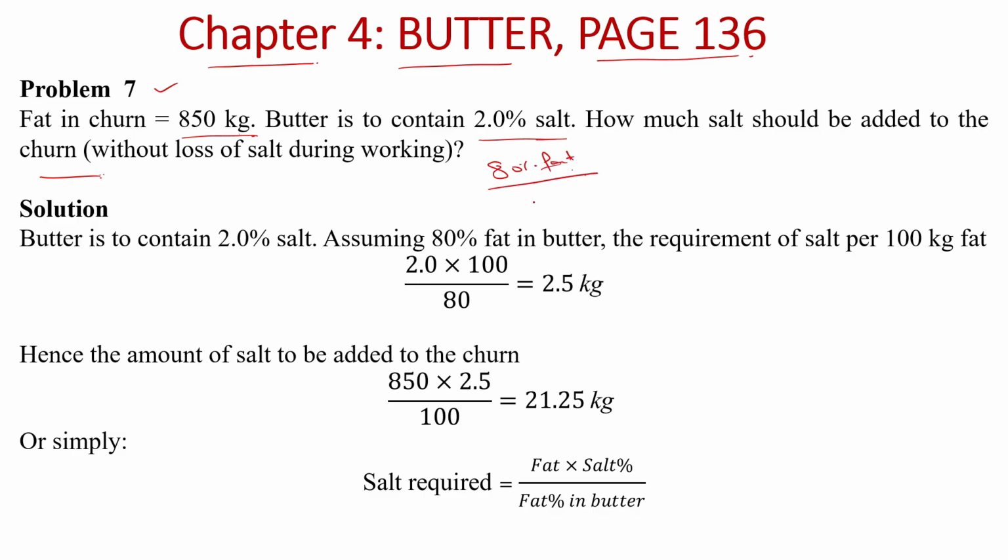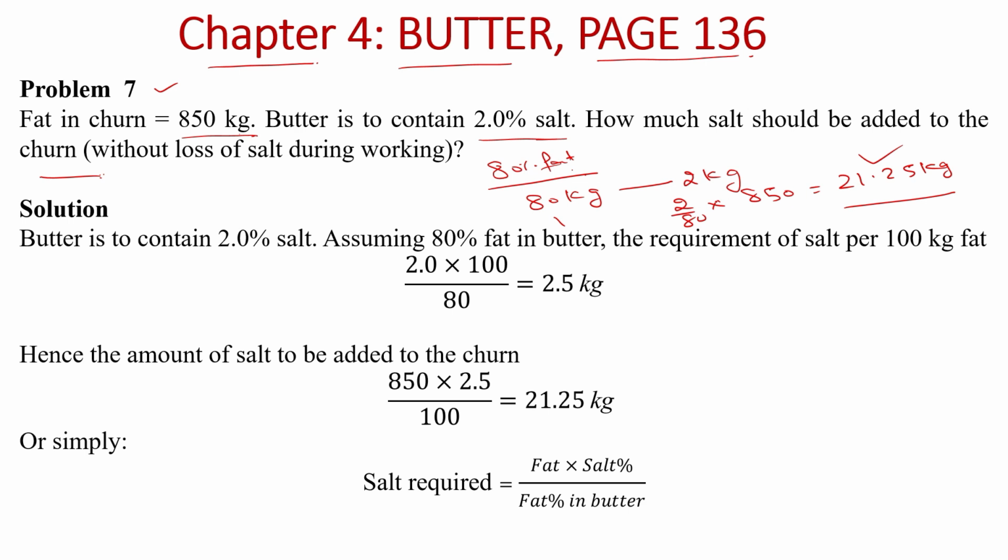So let us assume that there is 80% fat in the butter. This means that for 80 kg fat, how much salt is required? 2 kg salt is required for 80 kg fat. Now for 1 kg it is 2 by 80, and for the given quantity, that is 850 kg, how much is required? This will come to 21.25 kg. This way we can directly do it.